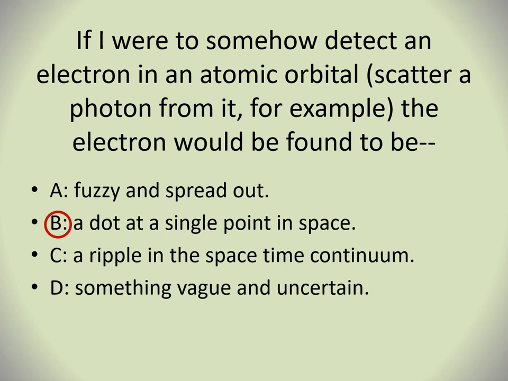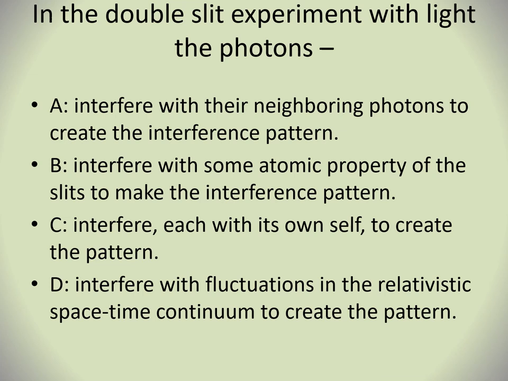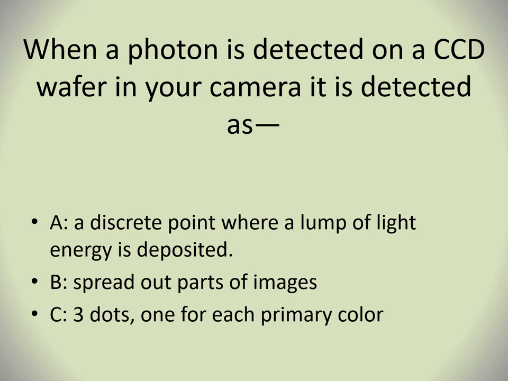Answer me this one. In the double slit experiment with light, the photons, what? And the answer is, the photons interfere each with its own self to create the pattern. They don't need another one to make the pattern. Each one, all by itself, can make the pattern.